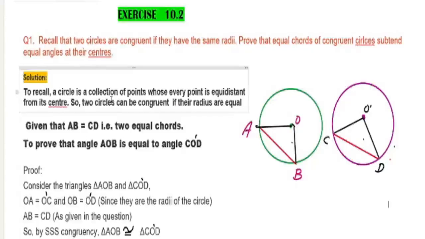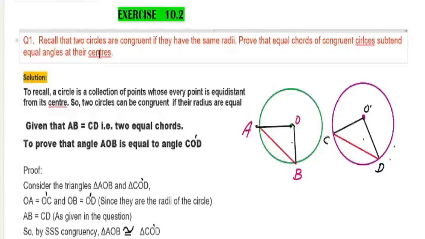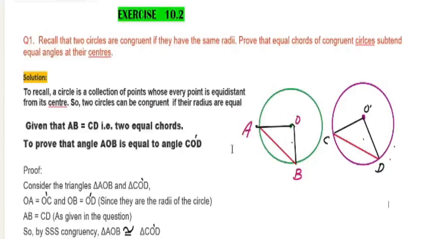So here it is given two circles are congruent if they have the same radii. This result we already learned in the chapter Congruent Triangles. We know that if two circles are congruent then they have equal radii. So consider here two circles: the first one with center O and the second one with center O dash.